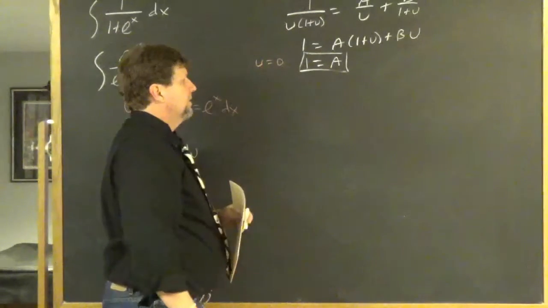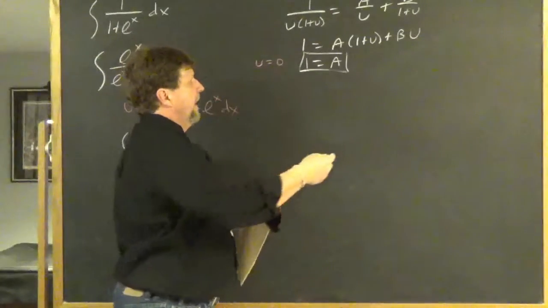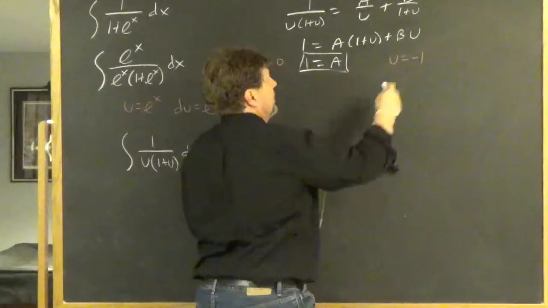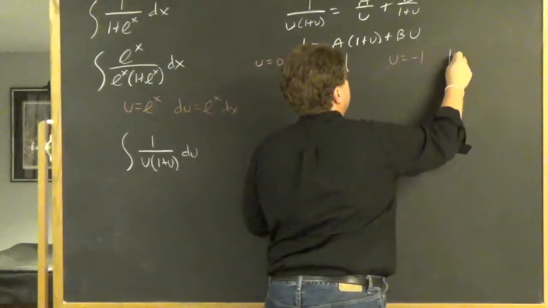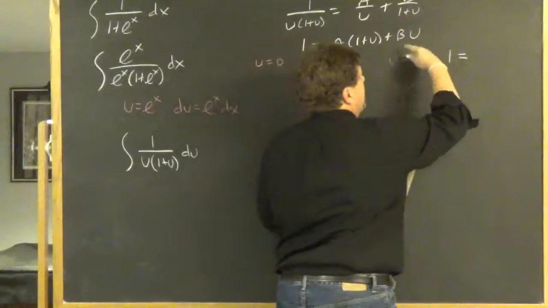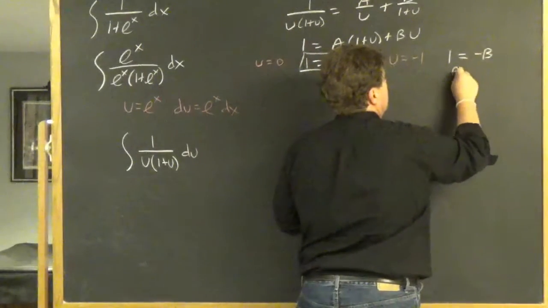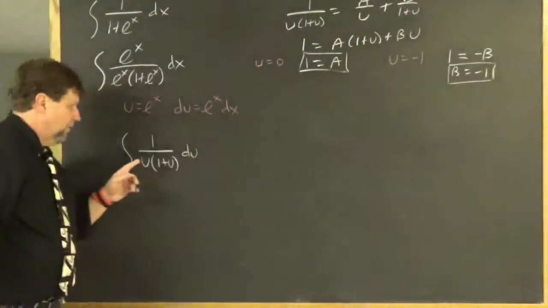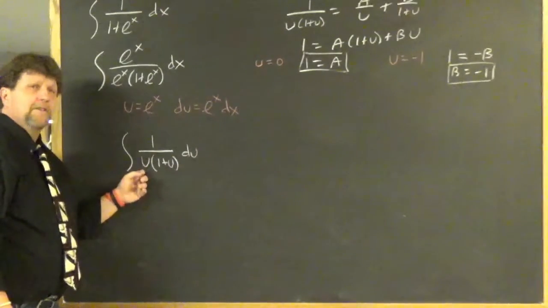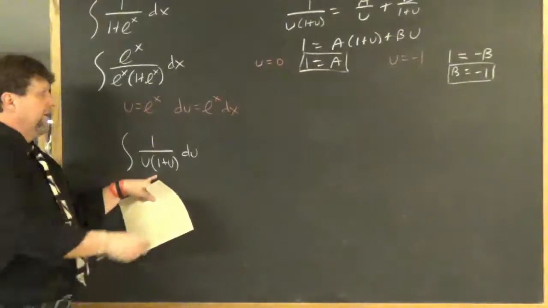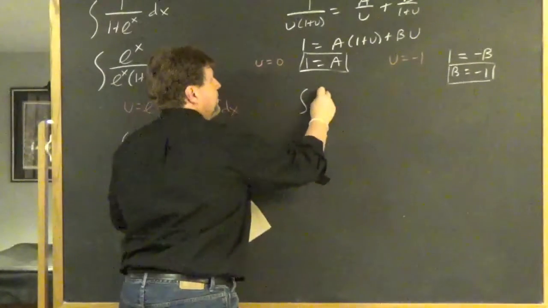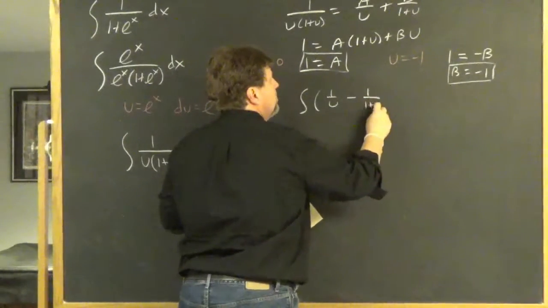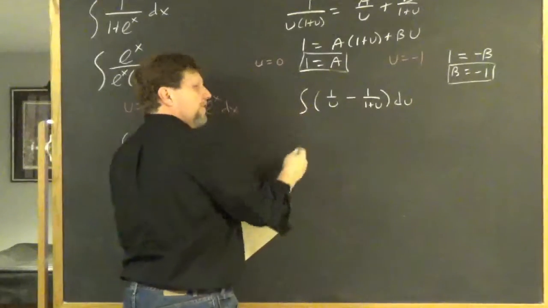And then, let's see, next strategic value, I'd pick u equals -1. And that tells me 1 equals negative B, so B is equal to -1. So our integral that we had after u substitution, thanks to partial fraction decomposition, we can rewrite as the integral of 1 over u minus 1 over 1 plus u du, which is very straightforward.